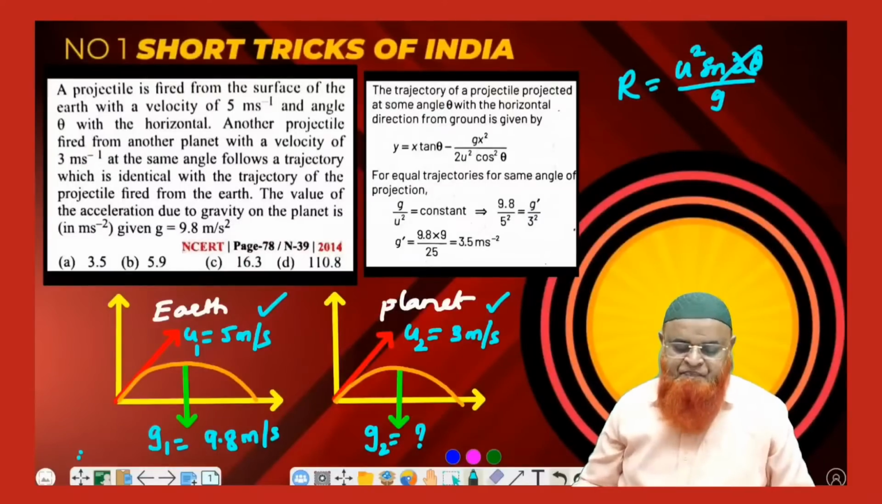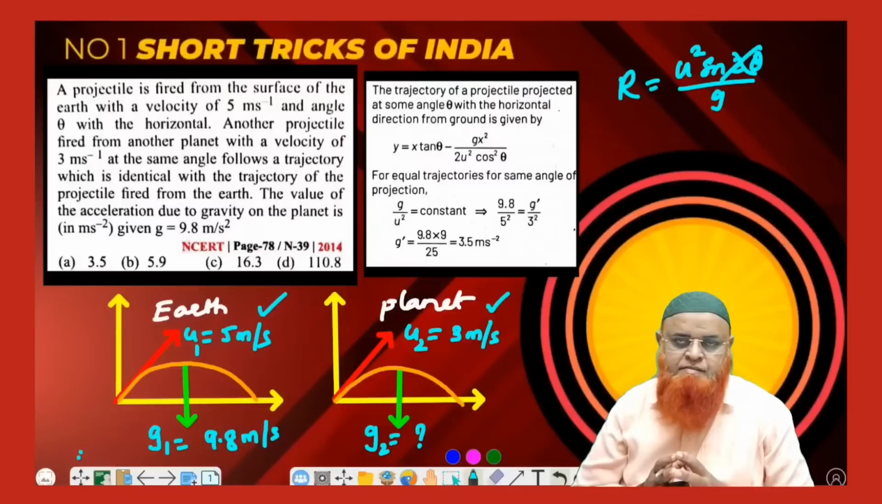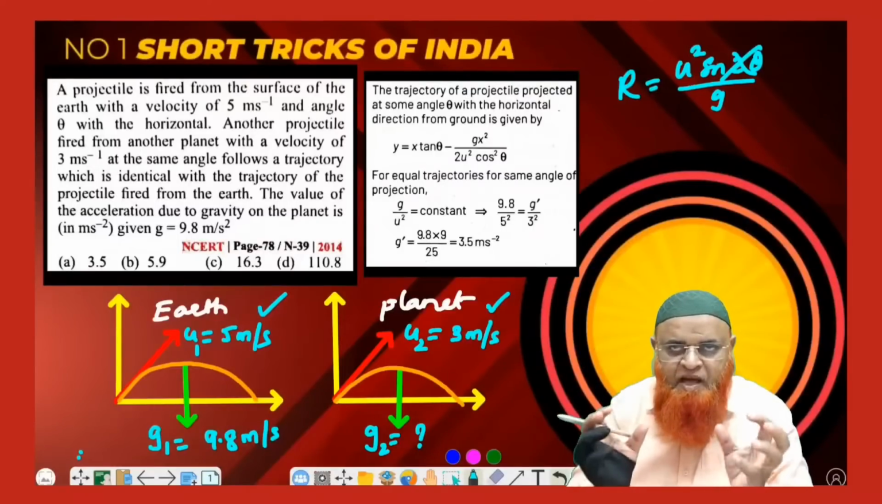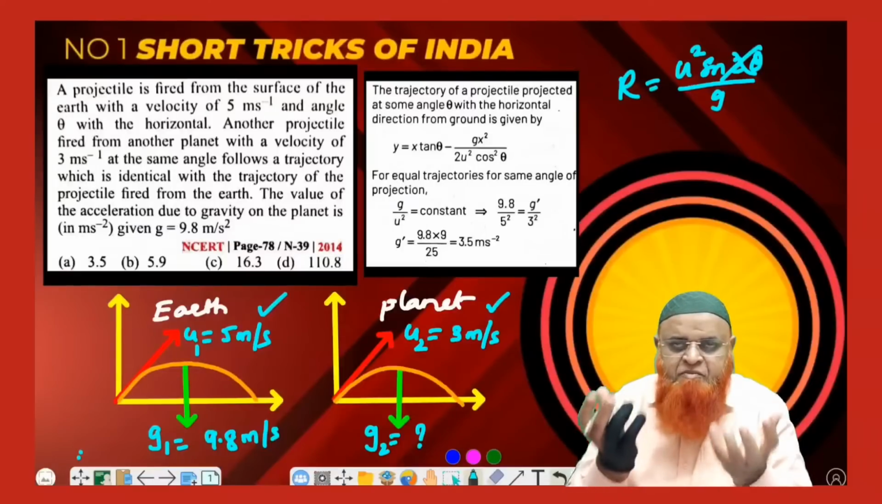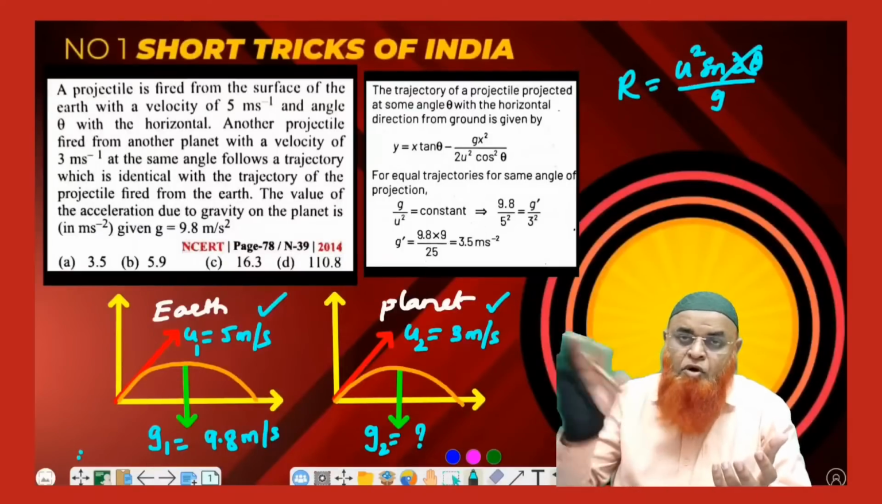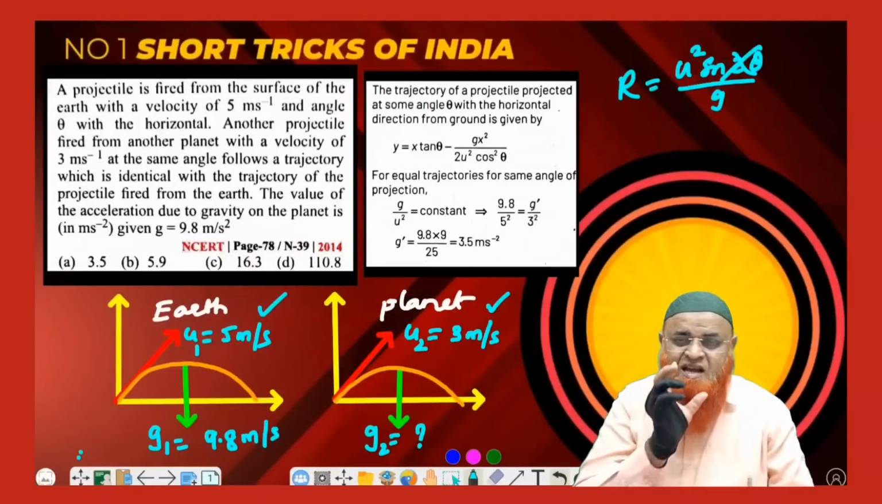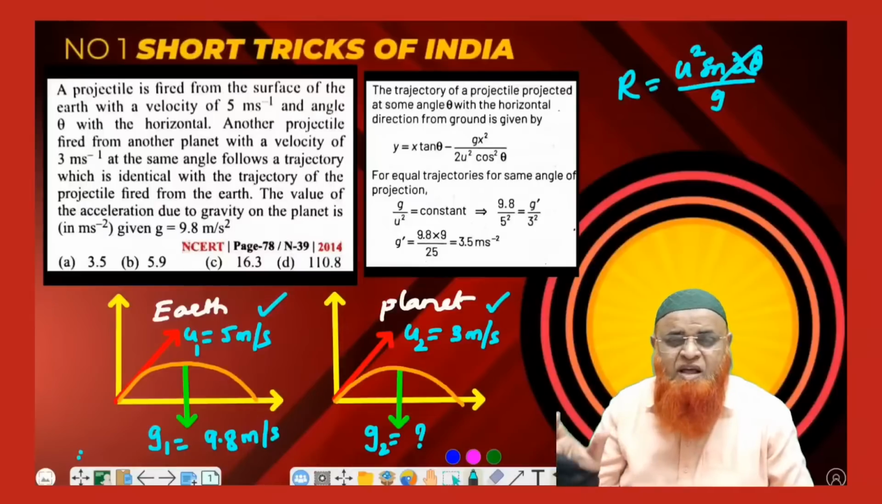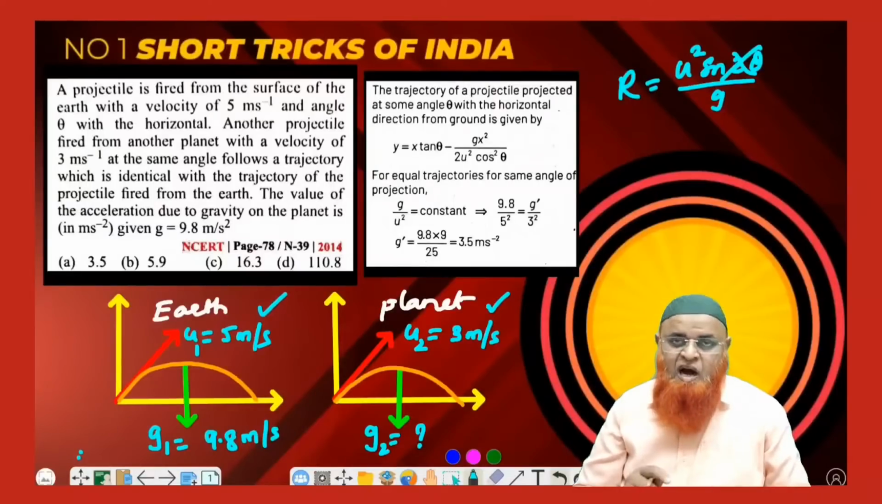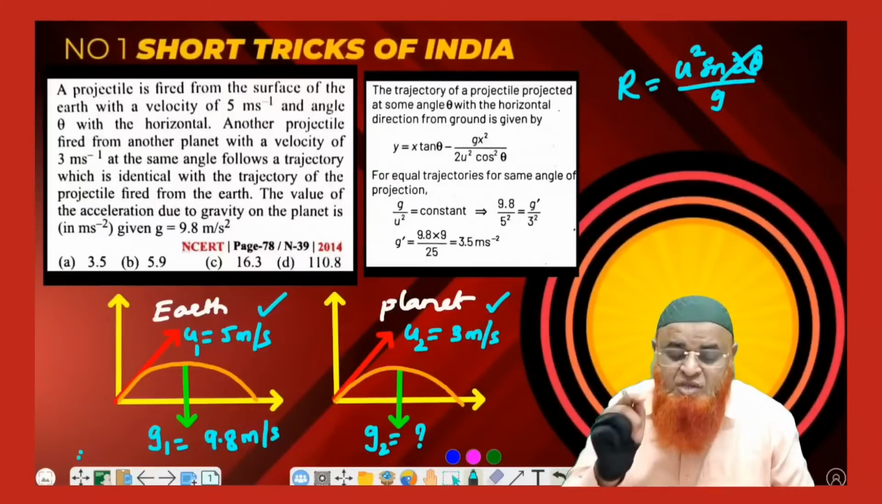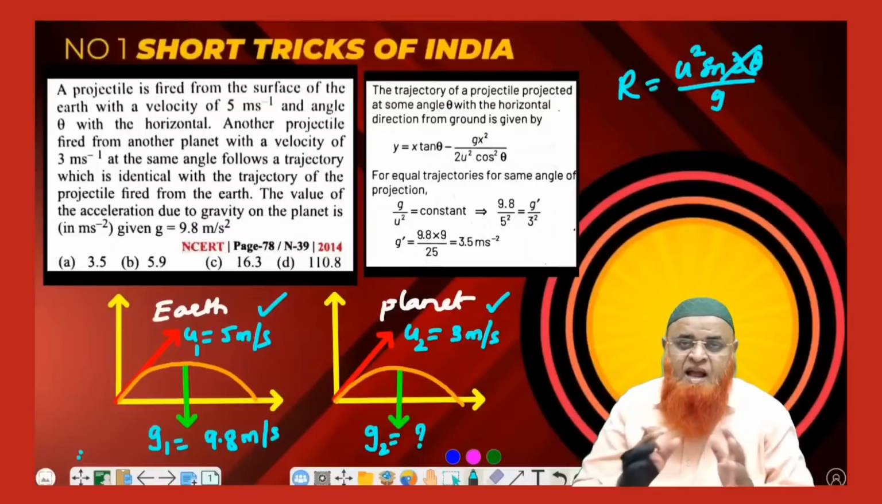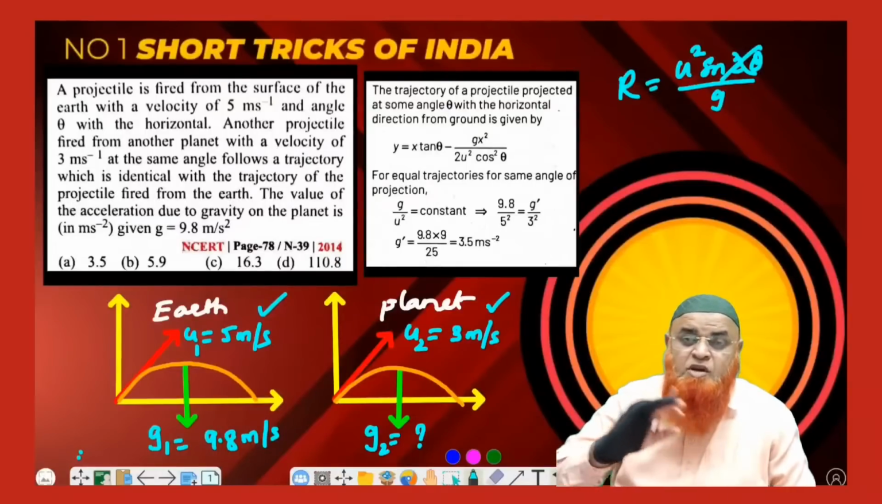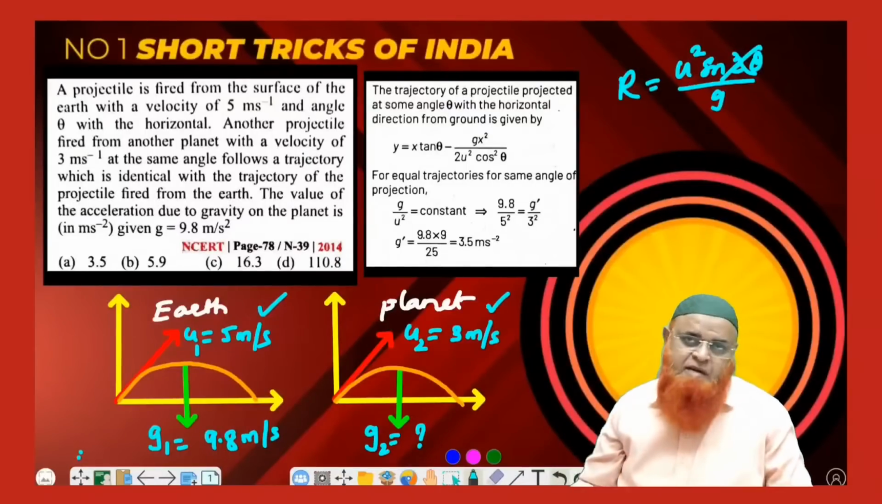My dear students, let us see this problem here. In this problem, he has taken 2 different planets, and from these 2 different planets, bodies are projected with different velocities. Let us take the first planet as Earth and the second planet as some other planet. If you observe here, on the Earth the body is projected with an initial velocity of 5 meter per second, and on the other planet the body is projected with a speed of 3 meter per second.